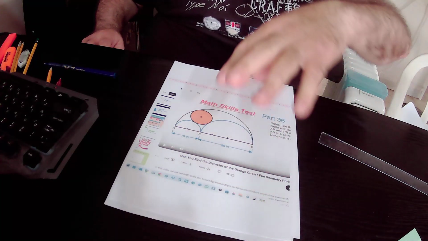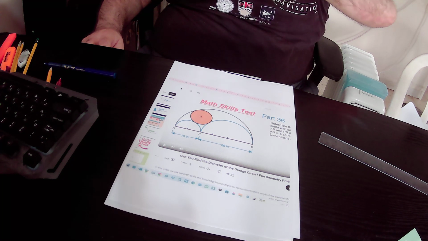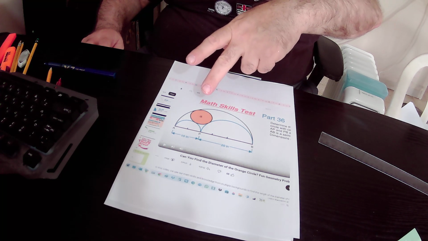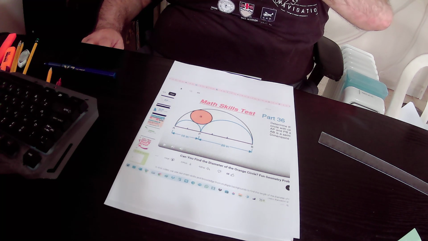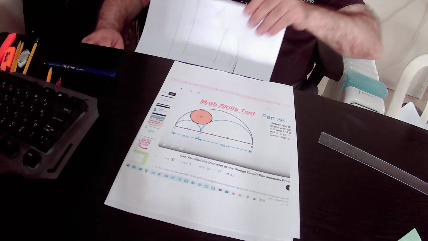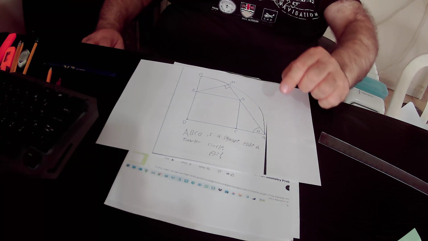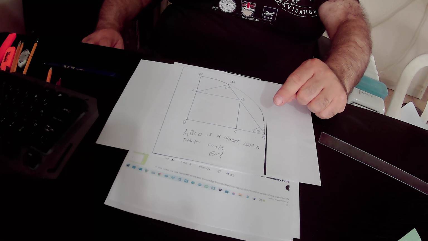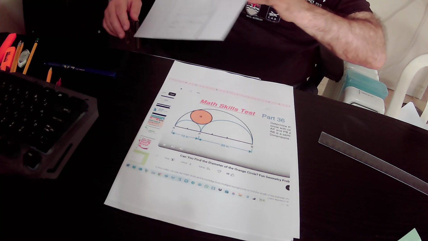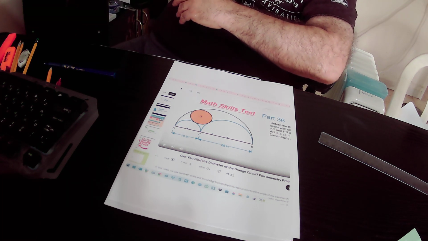Hello, in this lecture we will answer two questions. The first question is to find out the diameter of this orange circle, and the second question is to find out the value of this angle theta. So we'll start with the first question.